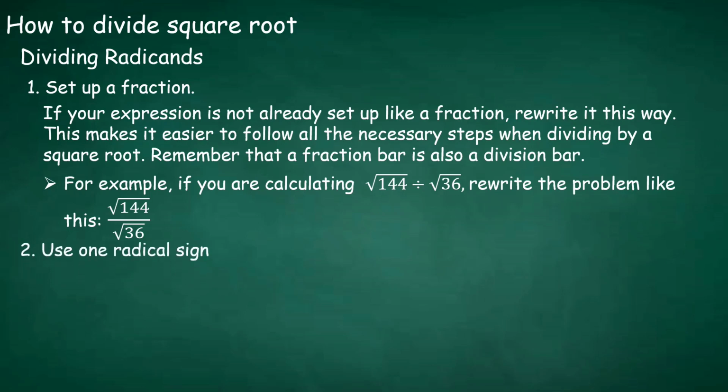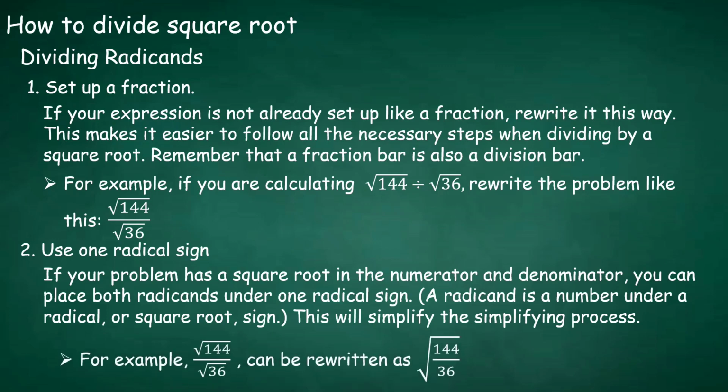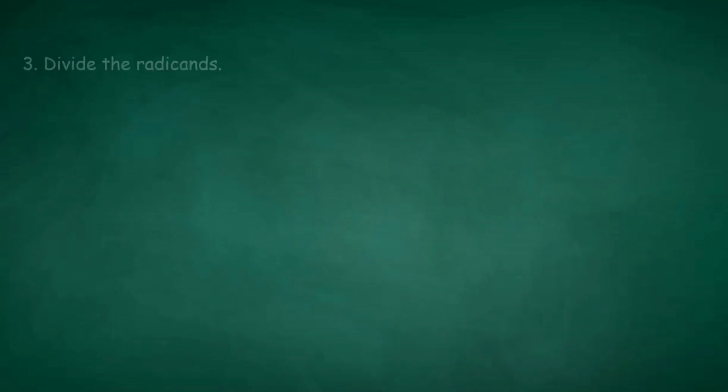2. Use one radical sign. If your problem has a square root in the numerator and denominator, you can place both radicands under one radical sign. A radicand is a number under a radical, or square root, sign. This will simplify the process. For example, square root of 144 over square root of 36 can be rewritten as square root of 144 over 36.